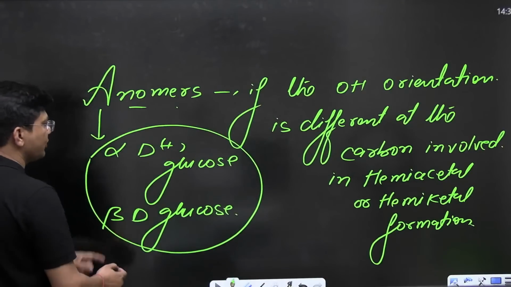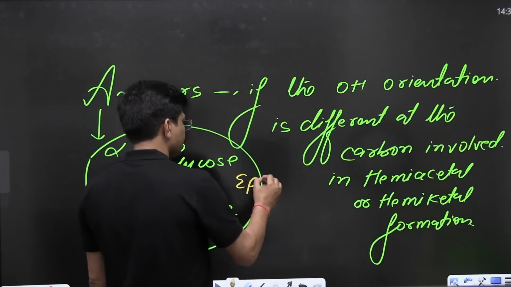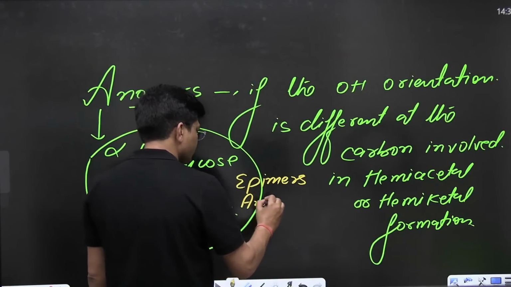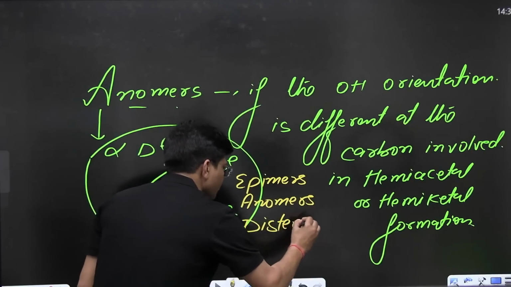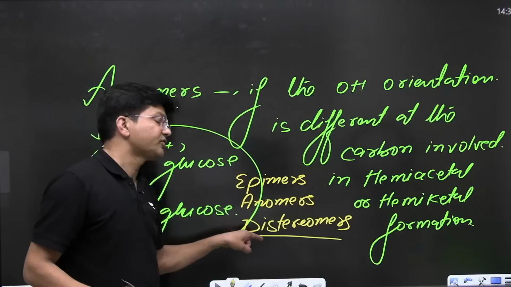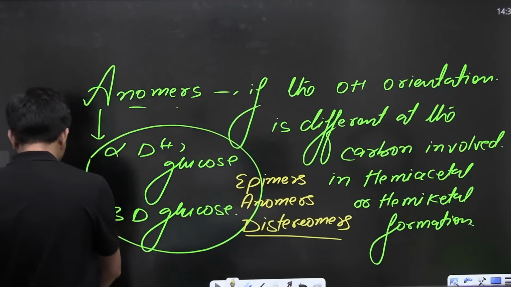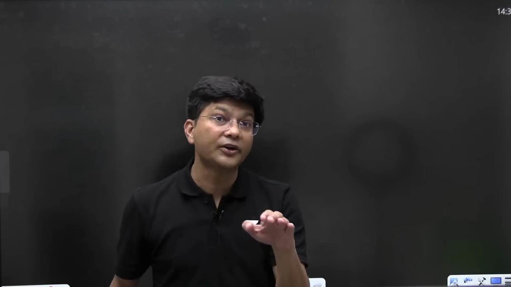So alpha D glucose and beta D glucose are epimers, as well as anomers, and they are diastereomers. Now the question arises, this word is coming again: diastereomers. What are diastereomers? My dear students, let me tell you, because this is a very basic concept which you should know, otherwise we can't do carbohydrate chemistry, because carbohydrate chemistry has a lot of stereochemistry.